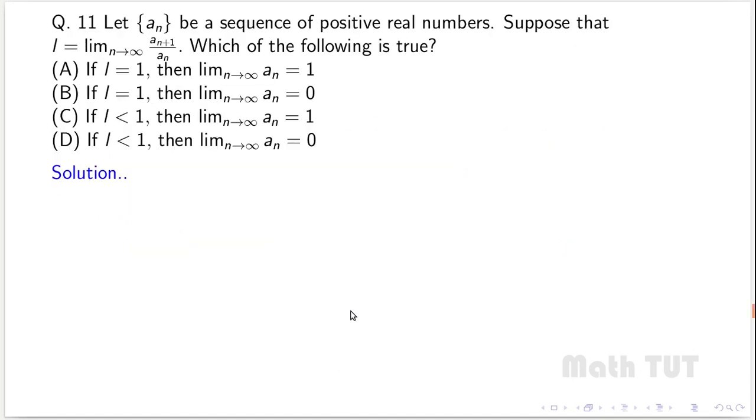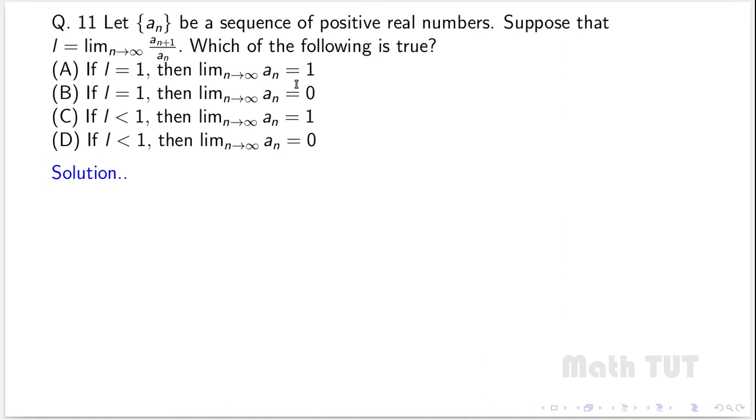Now it is the last question in this set. It's actually an interesting question. In fact, it's a result which you can see in most of the books in Fourier analysis. So here we are given that an is a sequence of positive real numbers, and limit n tends to infinity a n plus 1 by a n is L. So we are asked if the following are true. If L is 1, limit n tends to infinity an is 1. If L is 1, then limit n tends to infinity an is 0. If L is less than 1, then limit n tends to infinity an is 1. Or if L is less than 1, then limit n tends to infinity an is 0.